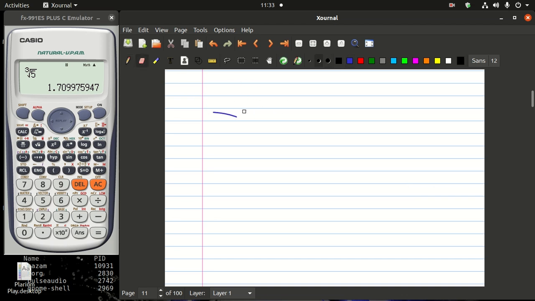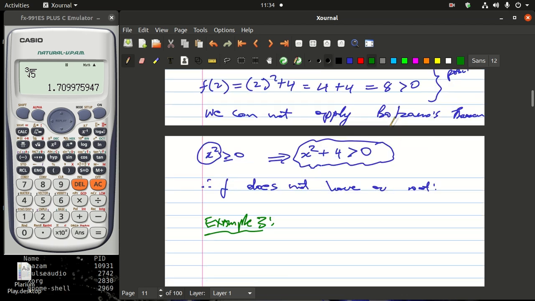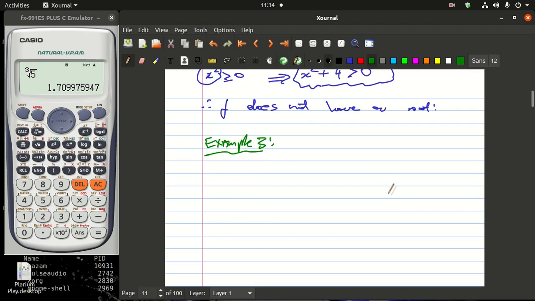Let's take another example and go to something that is very important, which is the summary of limits. Let's look now at example 3. Hopefully you understood this, that the sign must change. Because the sign did not change here, we cannot apply Bolzano's theorem. But because we know that this happened, we can say that it does not have a root.